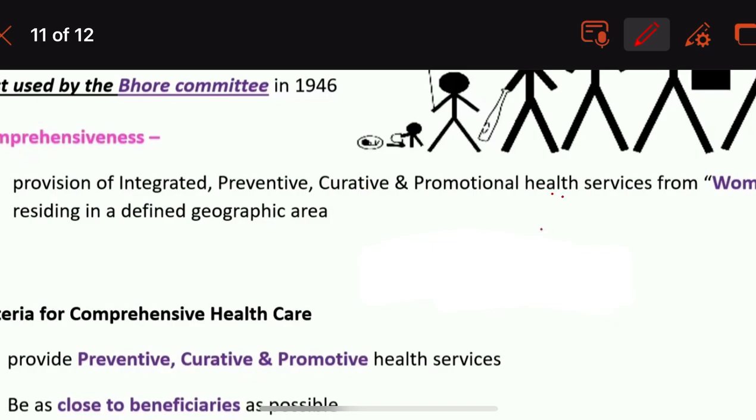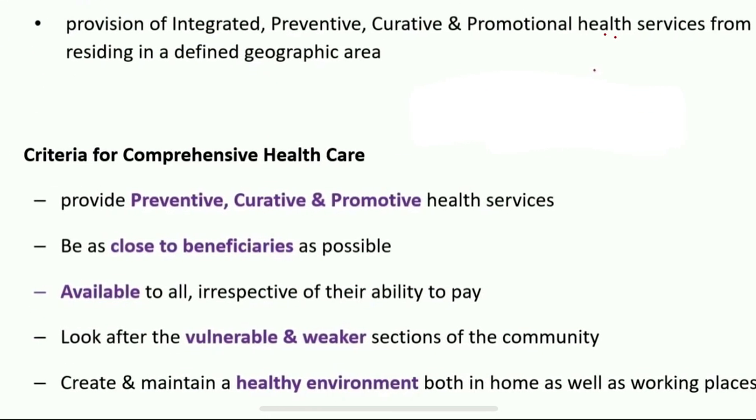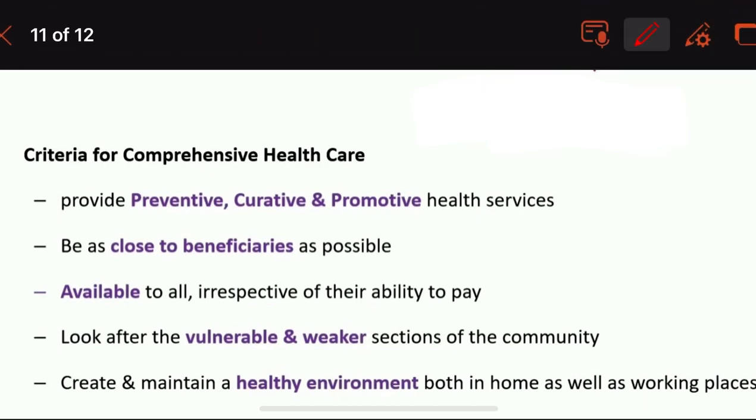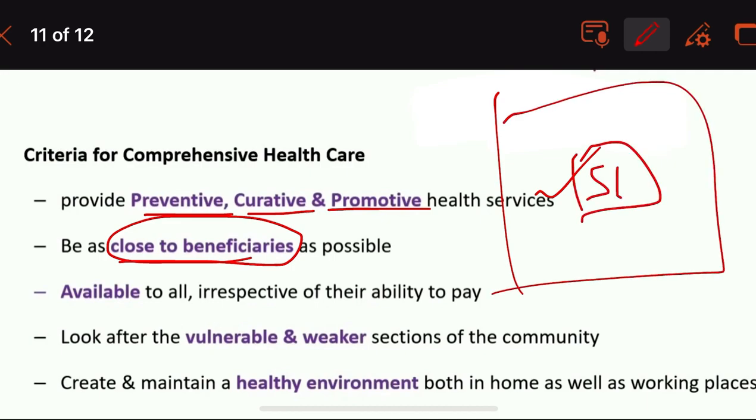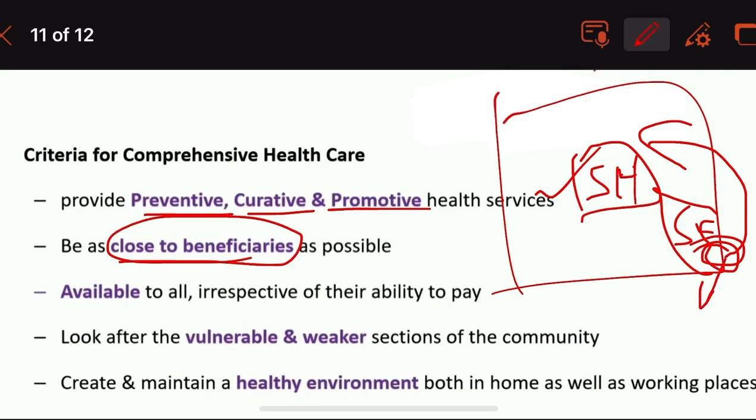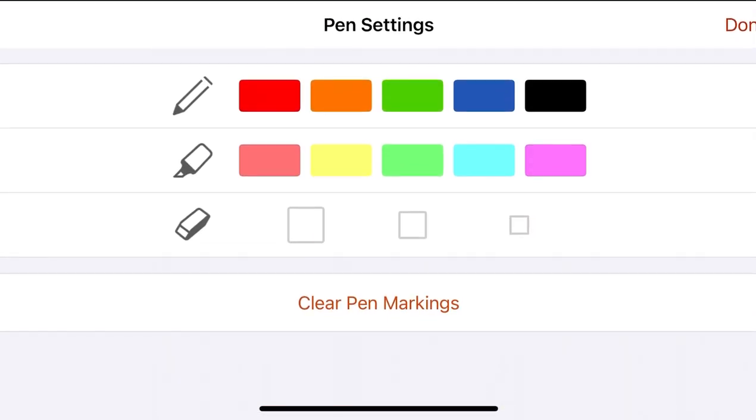Moving on, what is the criteria for this comprehensive healthcare? It should provide preventive, curative, and promotive health services. It should be very close to the beneficiaries as possible. So, imagine this is the specialized hospital, and this is a village, and here the person has fallen sick. It should not be so far, it should be very close to the beneficiaries, like a sub center very close, and one anganwadi center for each village, and then we have CHC. So it should be as close to the beneficiaries as possible.